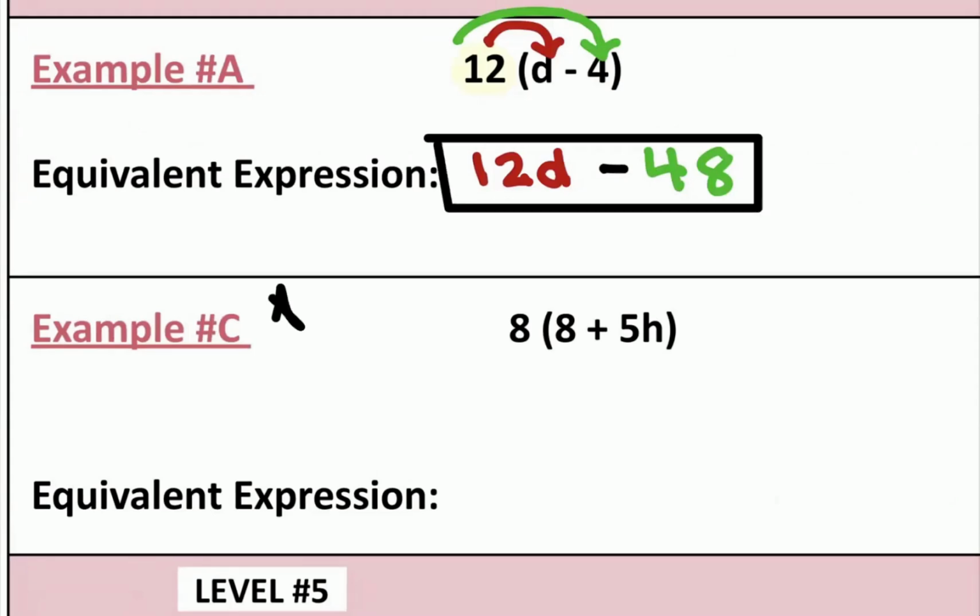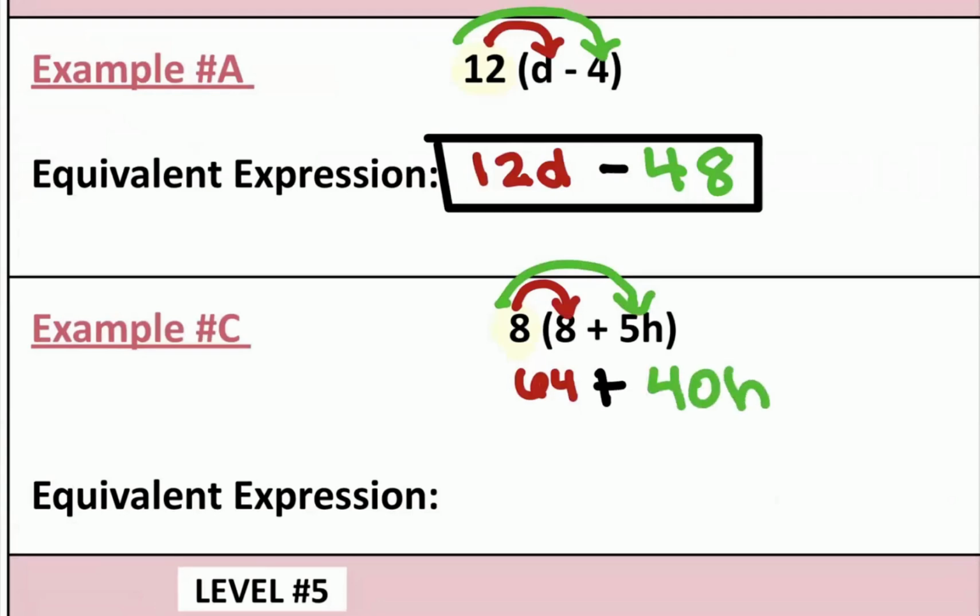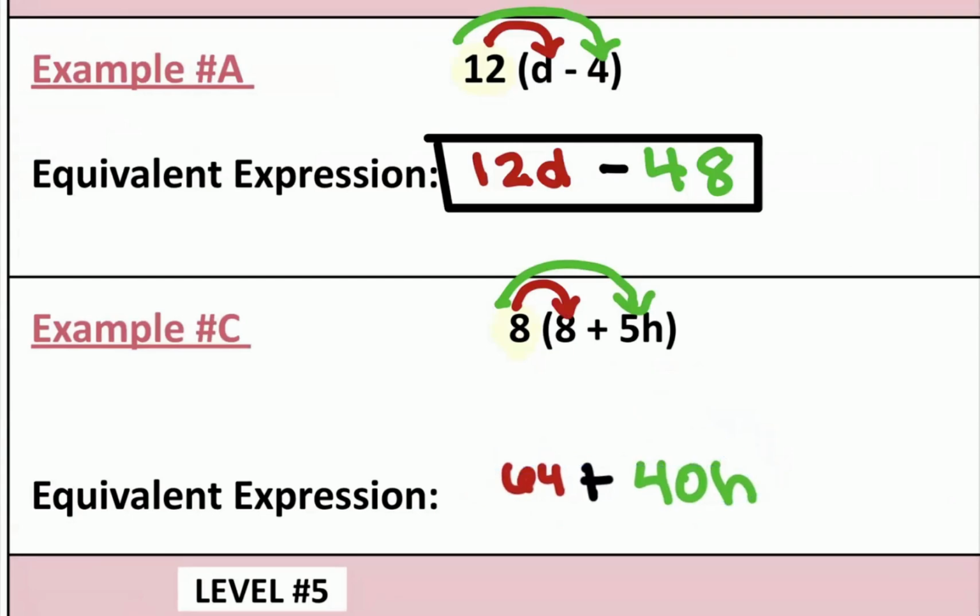Go ahead and try example C on your own, then come back to the video. For example C, we're going to multiply 8 times each term on the inside of our parentheses. 8 times 8 is 64. I bring down the plus. 8 times 5H is 40H. And that is our final answer. 64 plus 40H is our equivalent expression.